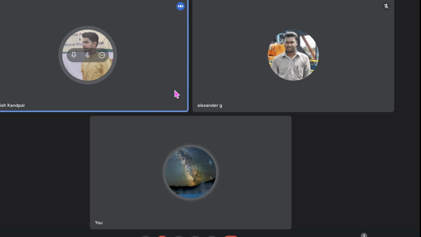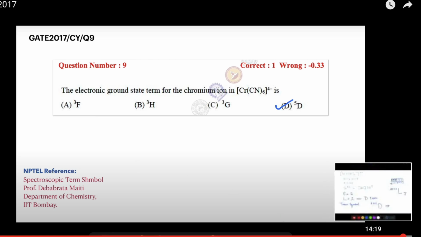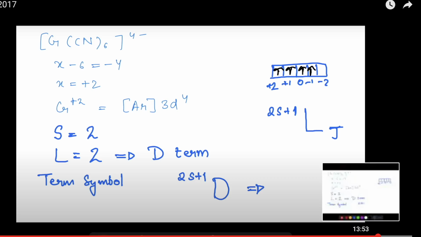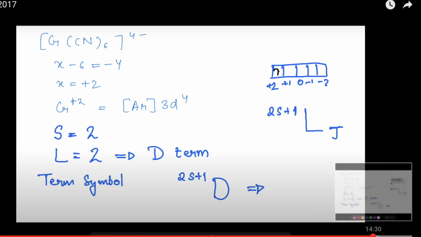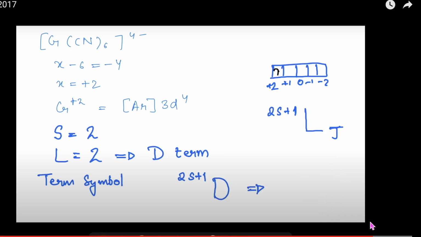CN is a strong field ligand, ma'am. It will form a low spin complex. Yes, and all the 4 electrons will enter t2g. There will be pairing of electrons. We will have one pair of electrons. Okay, so I have to look into this one.